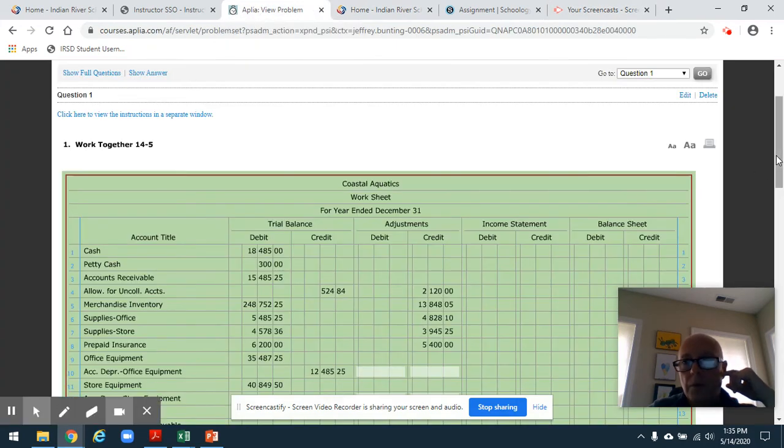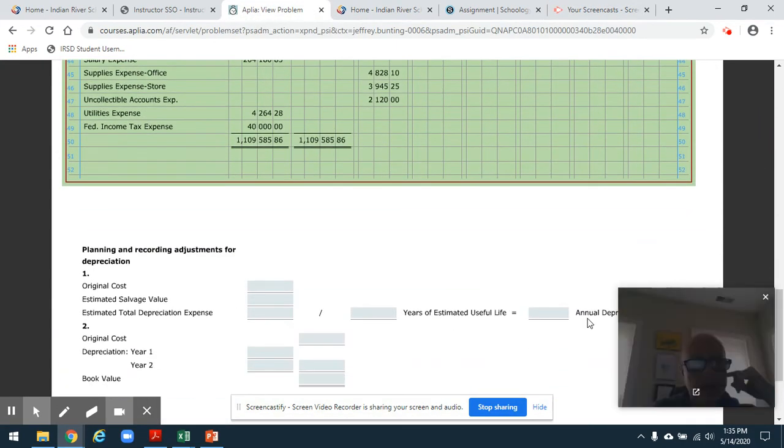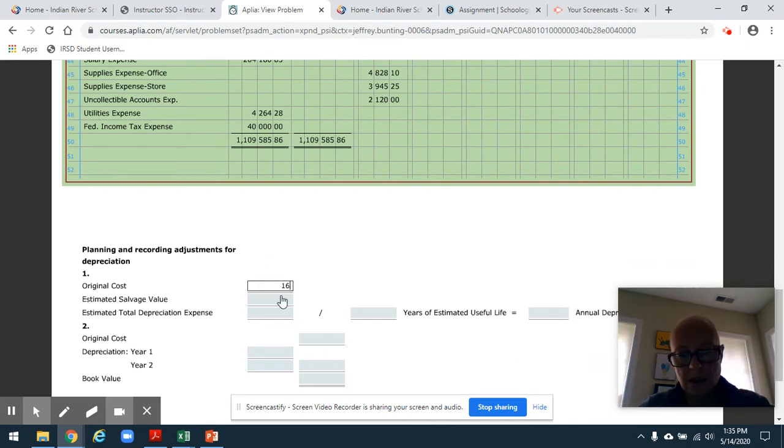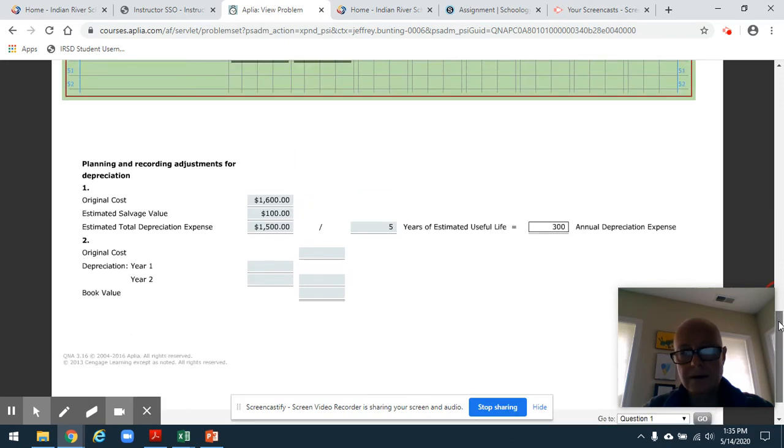Okay, so here's what we're going to do here. Original cost, 1,600. Estimated salvage value, 100. Total depreciation, 1,500. Divided by 5 equals 300. Okay. All right. So, original cost. All right. That's for our first one. All right. So, everybody with me so far?